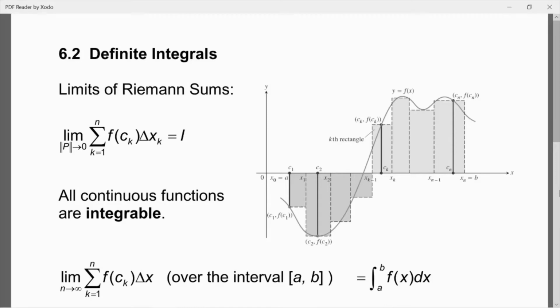This is AP Calculus AB, and in this video I'm going to talk about section 6.2, and in this section we're going to be discussing definite integrals.